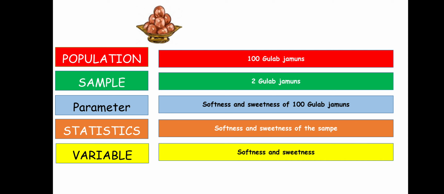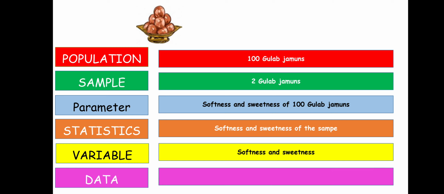Next variable will be the softness and sweetness, meaning it may be soft, it may not be soft, it may be sweet, it may not be sweet. And next will be the data. Data we don't know. Data will be with the cook who tasted the 2 gulab jamuns. But we can say the jamuns might be tasty. That's the reason why he tasted 2 gulab jamuns instead of 1.